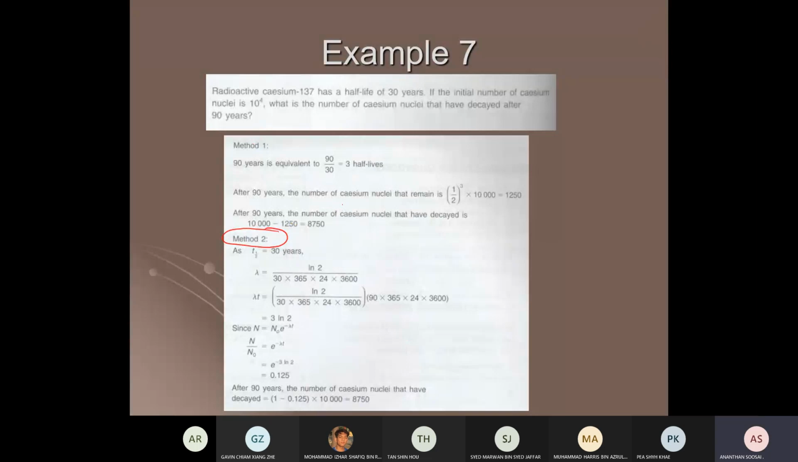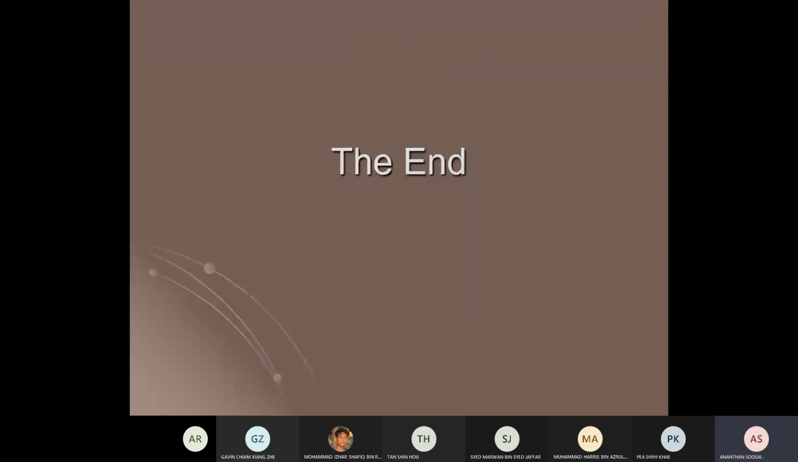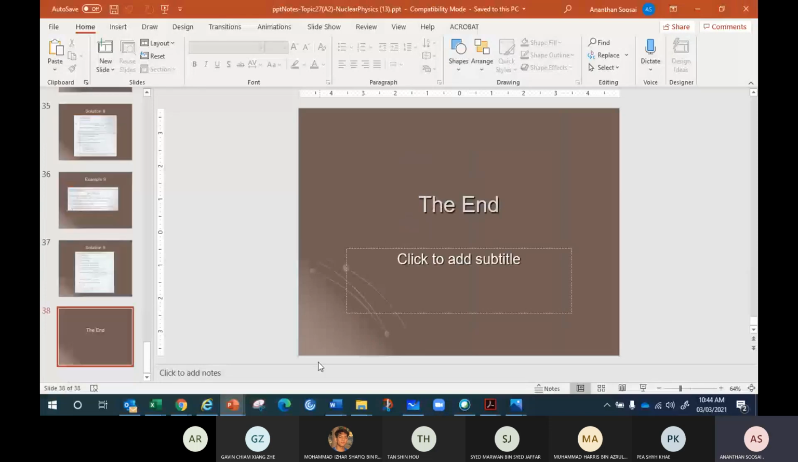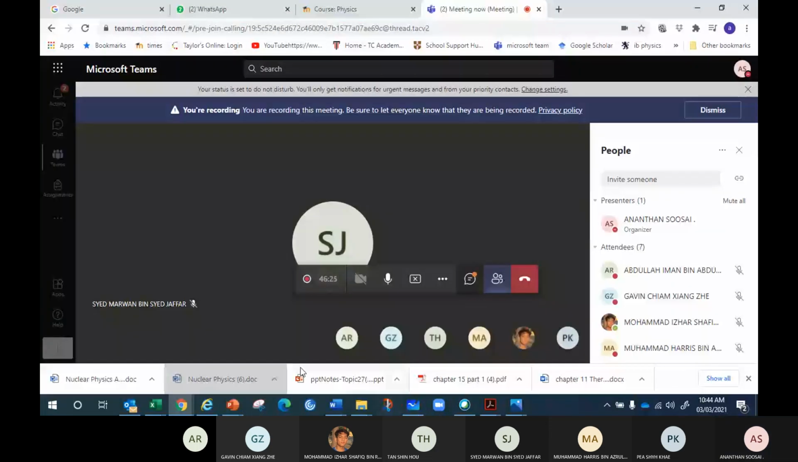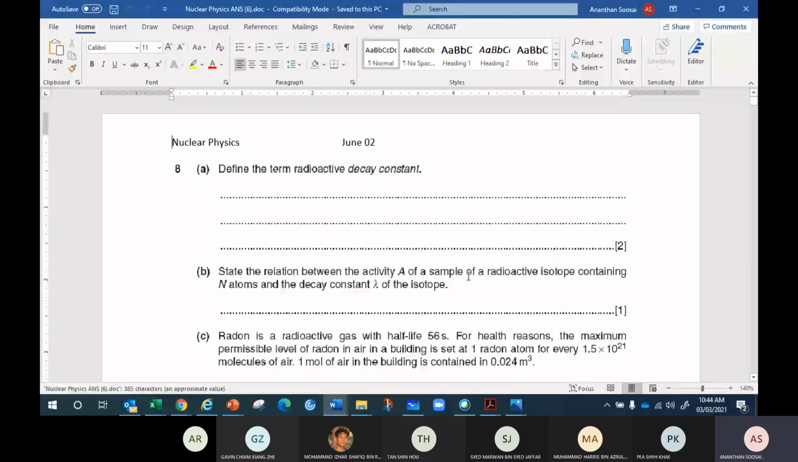Okay, so let's proceed. Another one. Oh no, this one no need now. We come back to this later. Let's go to the other questions, from other papers. Okay, so actually we're done with the topic already. We're done with the half-life and decay constant. So now we can go ahead with the past year questions.